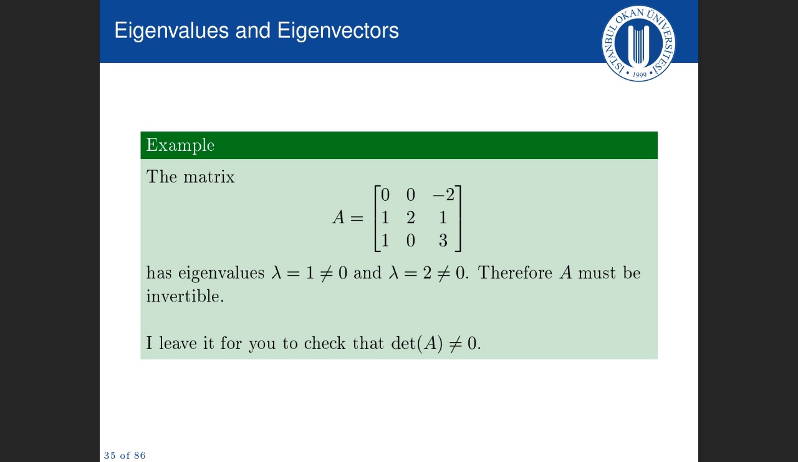I'm going to leave it to you to check that this is true by calculating the determinant. If you calculate the determinant of this matrix, you will get a number which is not 0, and then you will be convinced that A is invertible.